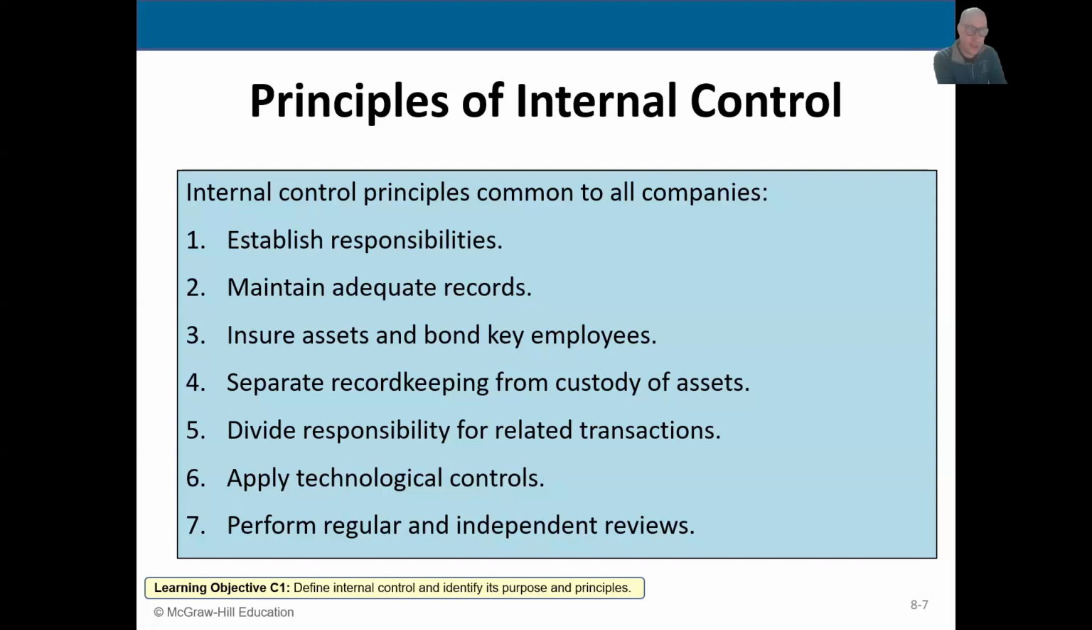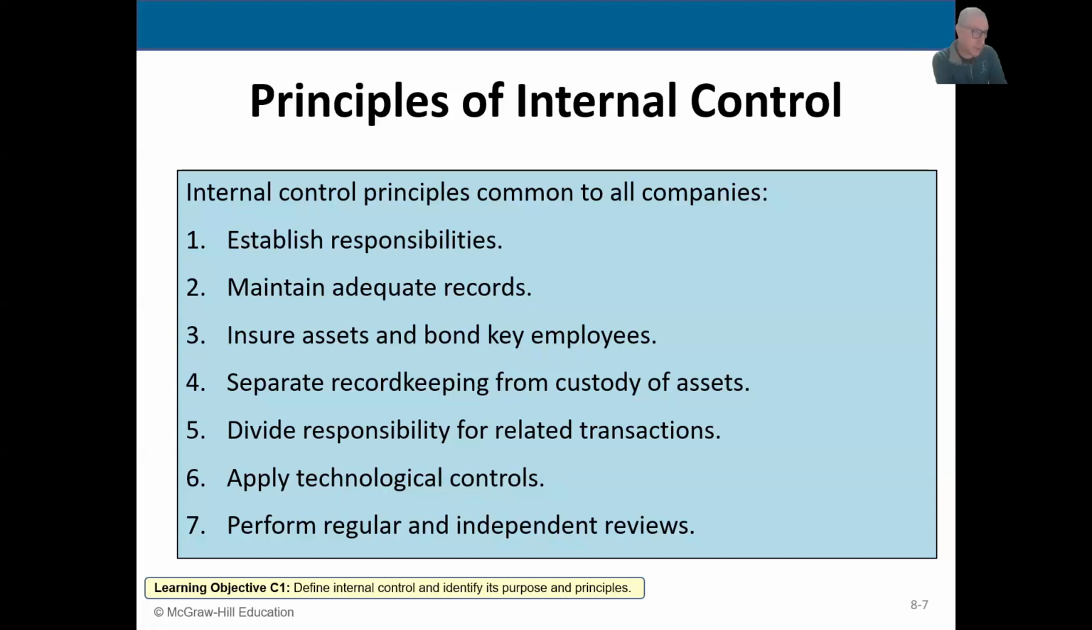And bond key employees. Bonding key employees. What this means is you have a written contract that's legally binding between an employee and the company.